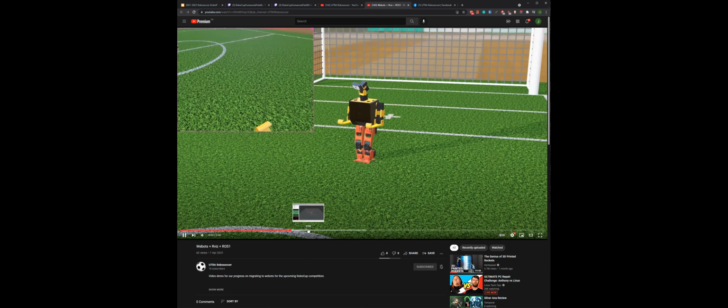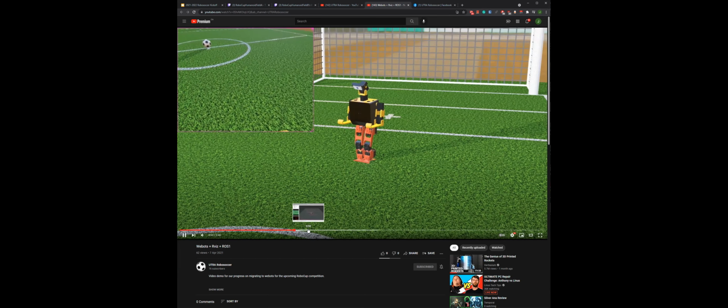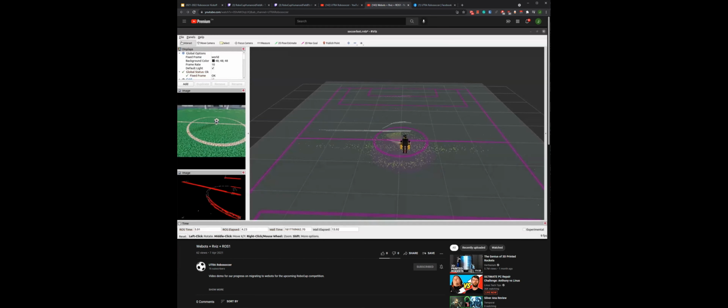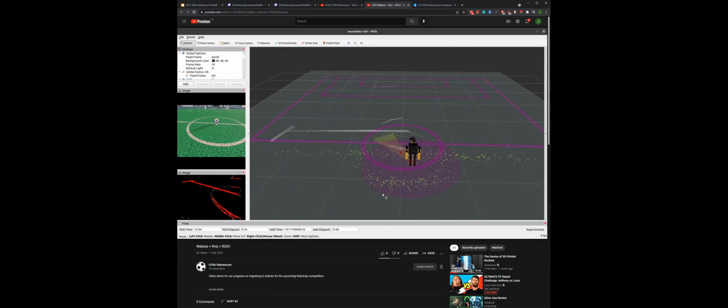We do have a lot of simulation work for the software side, just because it's much easier to implement and test it out versus actually running the robots. So this is called RViz. It's robot visualization of all the sensor data.